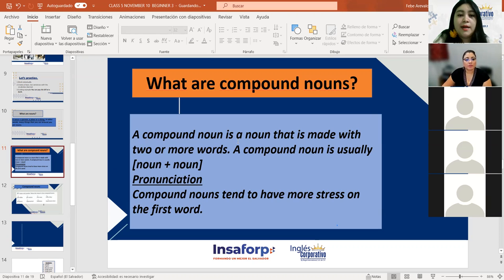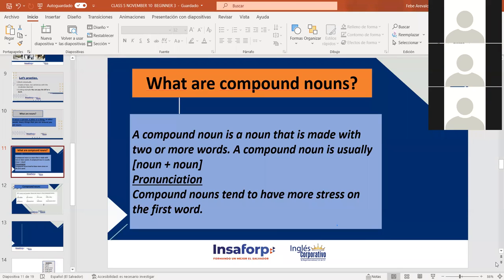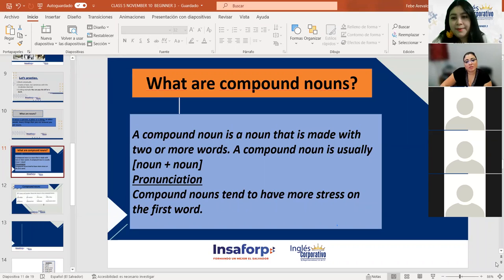A compound noun is a noun that is made with two or more words. A compound noun is usually noun plus noun. Pronunciation. Compound nouns tend to have more stress on the first word, right? First word. Let me check our reading.